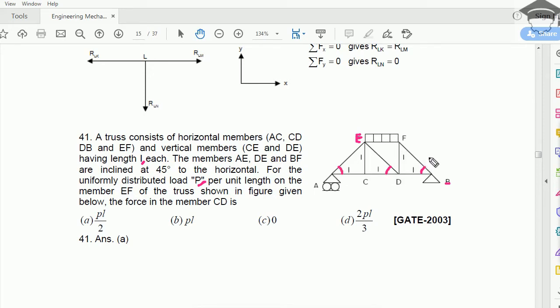So this is 45, this is 45, and this is 45 angle. It's given. What we have to find: there is a force, a uniformly distributed load P per unit length, acting on the member EF. We have to find the force in member CD. How do you have to do it? You have to proceed step by step.